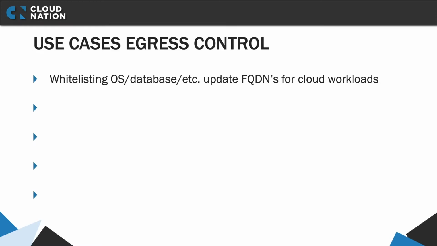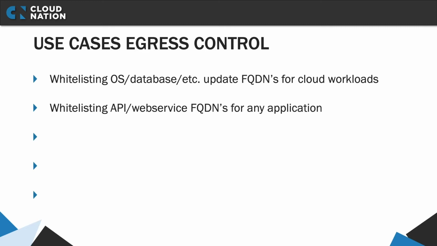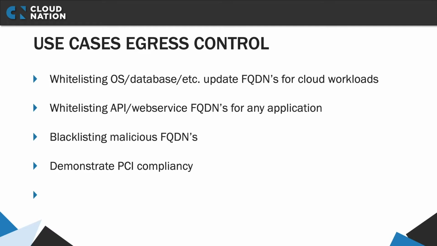Here are some use cases to enable egress control. Your operating system, database or other cloud service might need to access certain update websites on the internet to download patches. Or your application needs access to a public API or a web service to exchange information. Another use case is blacklisting malicious websites. Or you need to demonstrate PCI compliancy.